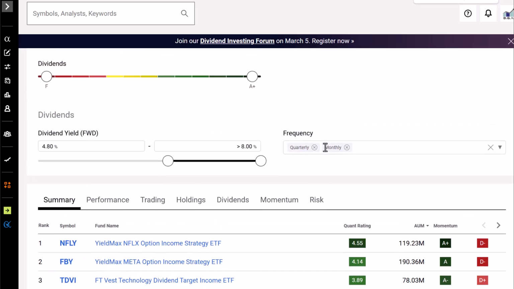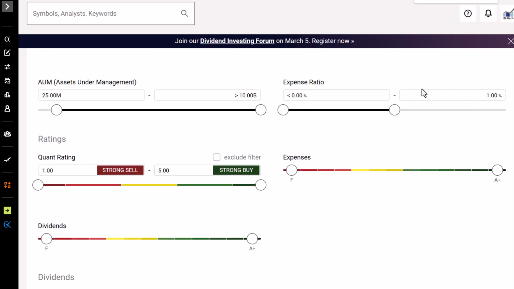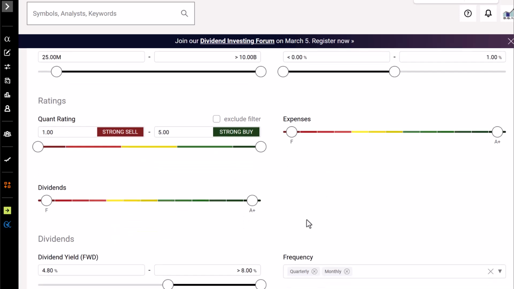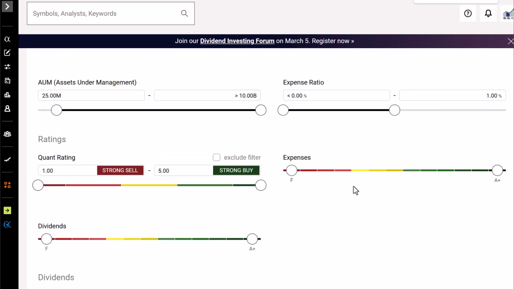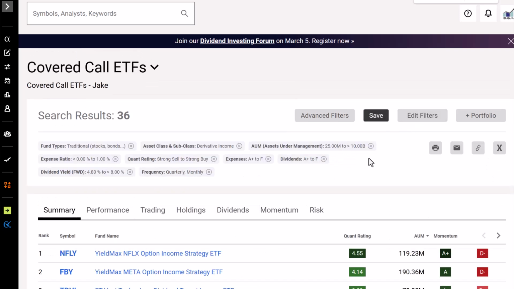And then the frequency. The overwhelming majority, I would say 99% of them, are going to pay monthly. That's part of the reason why some of these have a higher expense ratio, because the distributions are paid monthly in most cases. So those are the metrics, the filters we're going to look for. Let's take a look and see what we got here.